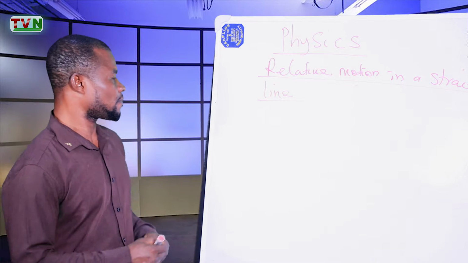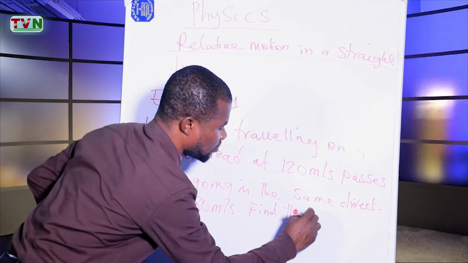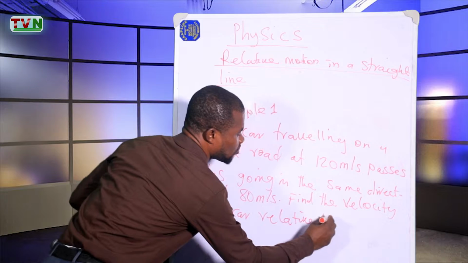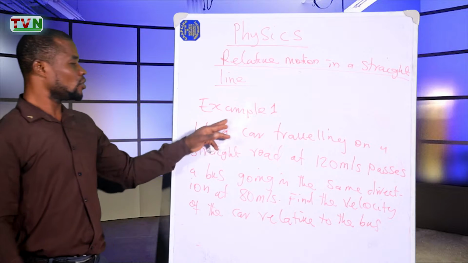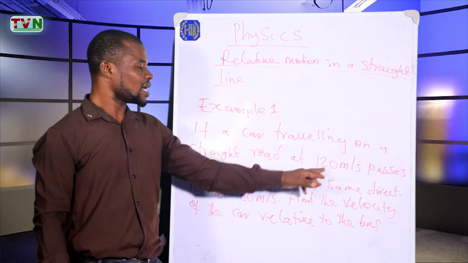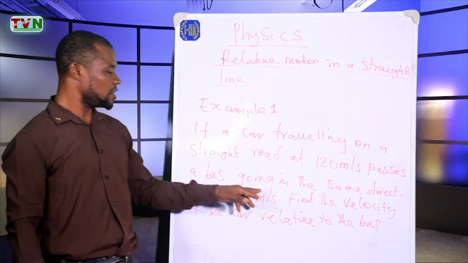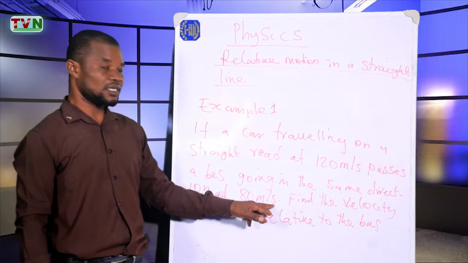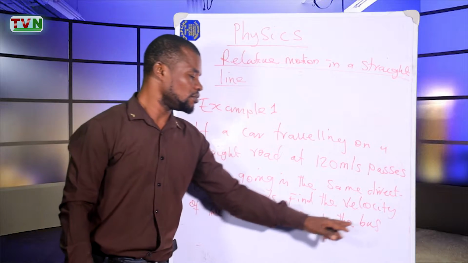Example 1. If a car traveling on a straight road at 120 meters per second passes a bus going in the same direction at 80 meters per second, find the velocity of the car relative to the bus.